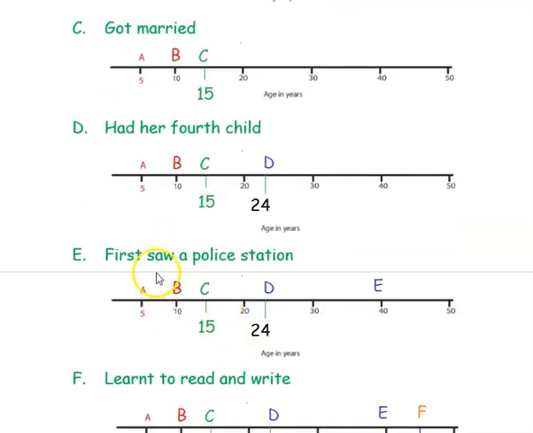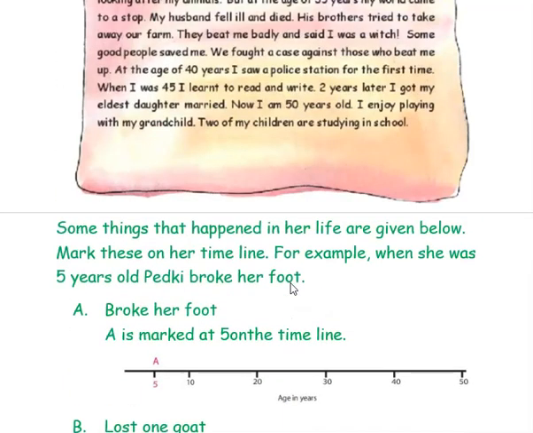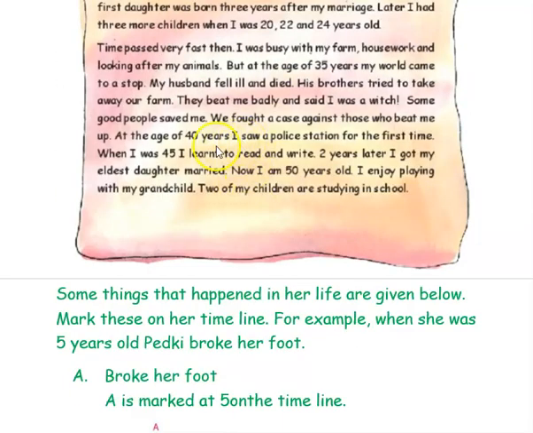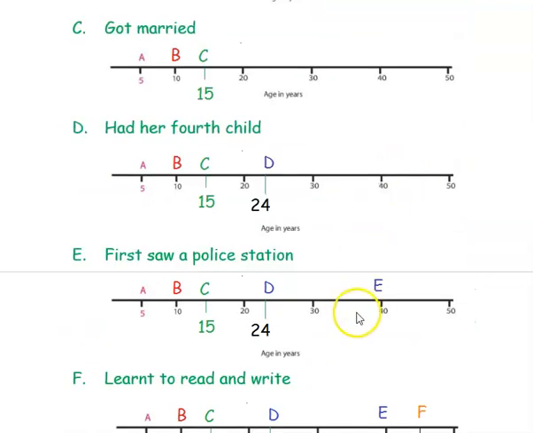Then next, first saw a police station. So at what age did she first see the police station? At the age of 40 years, I saw a police station for the first time. So at the age 40, you have to mark it as E. So E represents first saw a police station.